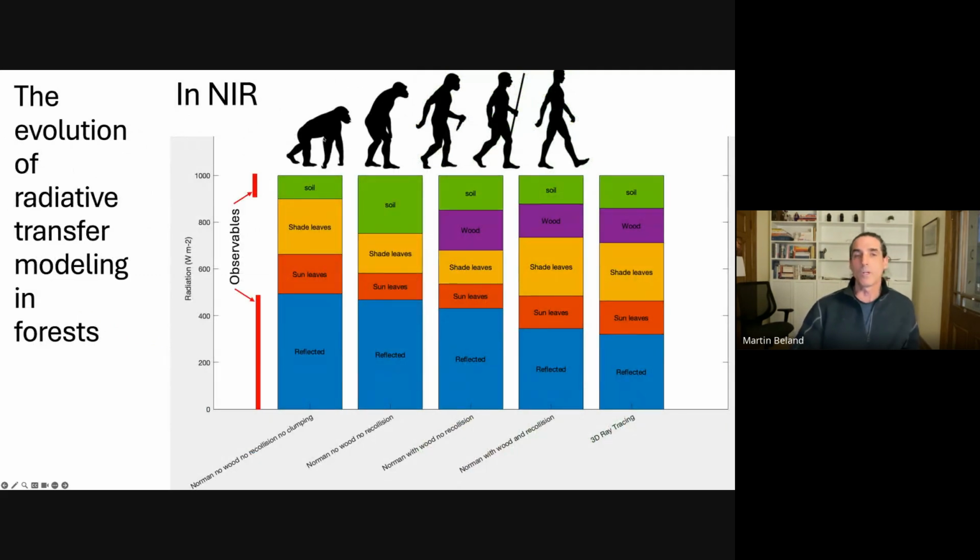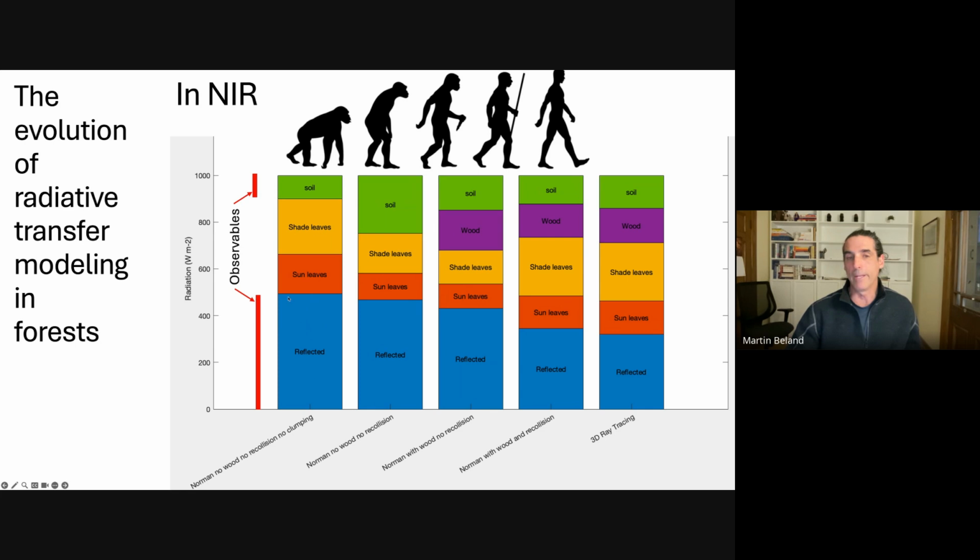So what we did here is modify the Norman one-dimensional radiative transfer model. And this is the main message that I would like to pass in this talk, in this slide here. On the left, I've got the Norman model, which, the way it's typically used, is very similar to the two-stream model, with the same principles behind. If we're not considering any wood interception, no recollision probability, no clumping, we've got very high albedo. Typically, that's what's going to happen.